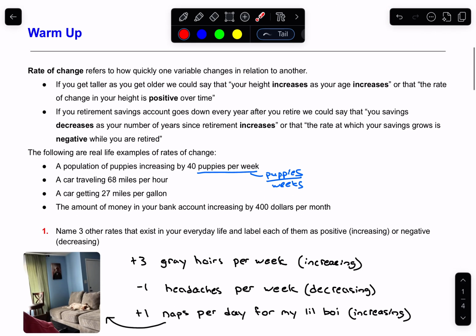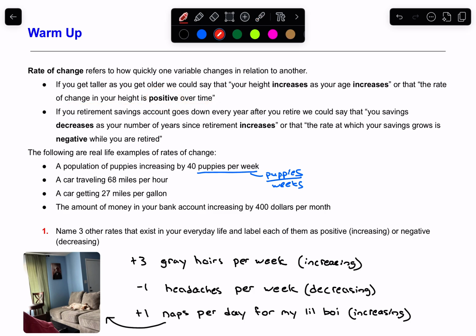All right, so now as a warm up, rate of change. This refers to how quickly one variable changes in relation to another. So, for example, if you get taller as you get older, we would say that your height increases as your age increases. So increase and increase, those are both positive. So we could also say that the rate of change in your height is positive over time.